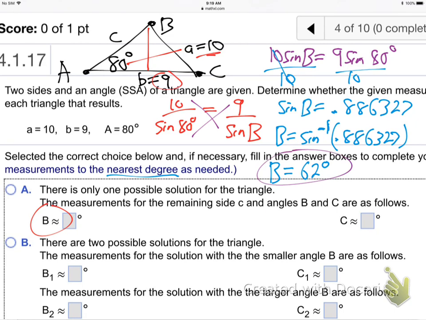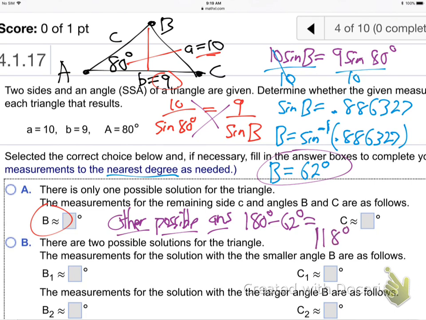Whenever you're doing the sine inverse, you get the first answer, boom, 62. And then the other possible answer, and I say possible because it may or may not fit in the triangle. It may make the total in the triangle too much. We'll decide in a minute. How you find the other possible answer is you take 180 minus whatever answer you just got, which is going to be 118. Yeah, 118. Now, that's another possible answer.